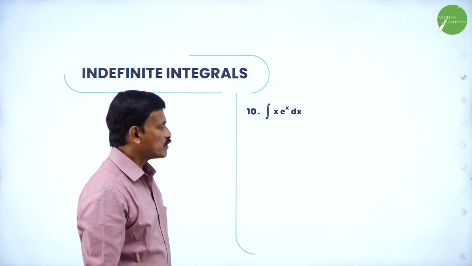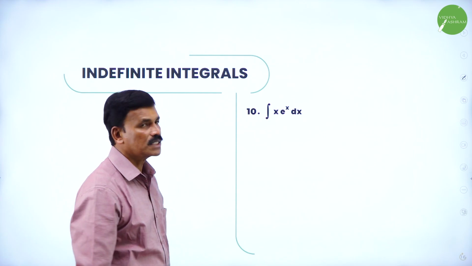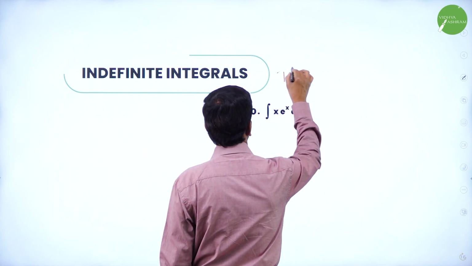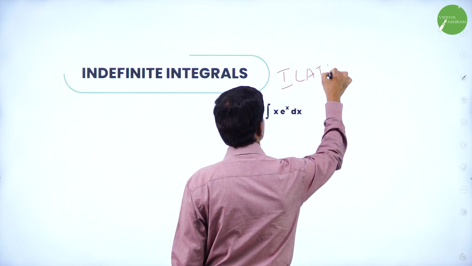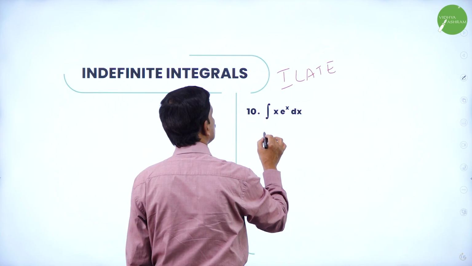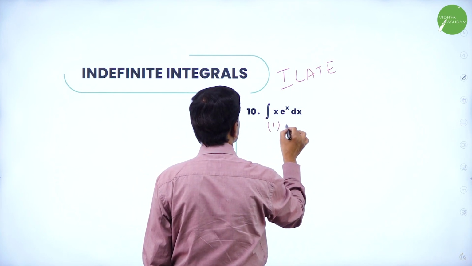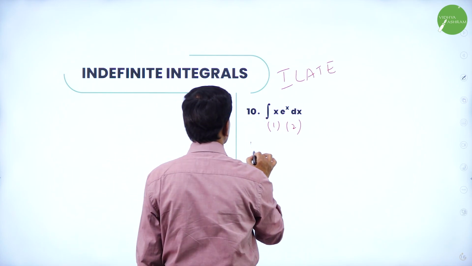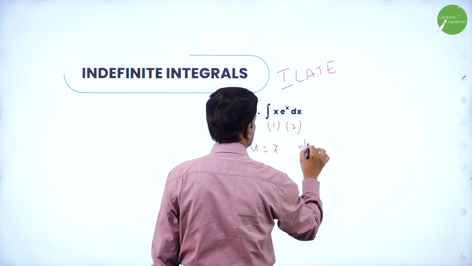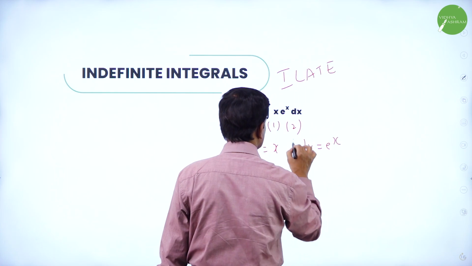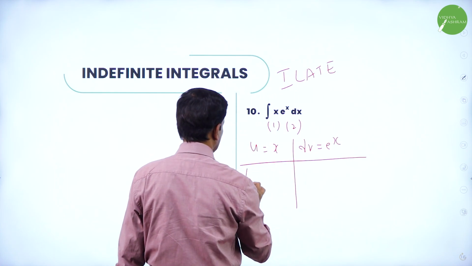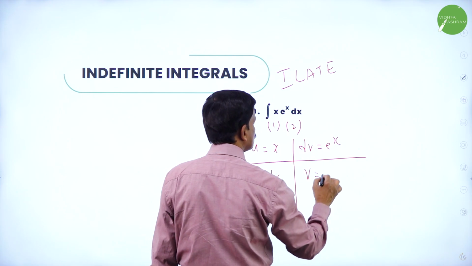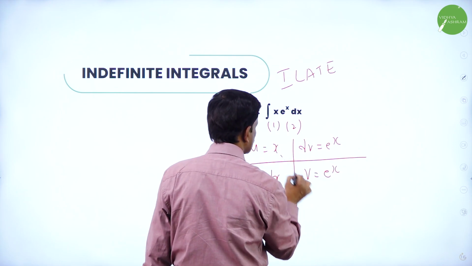Now, move on to the last problem. So, x e power x, again integration by parts. Here, as you know, I-L-A-T-E. Here algebraic and exponential. You can take algebraic as the first function, exponential as the second function. So, u is equal to x and dv is equal to e power x. Now, differentiate this. If you differentiate, du is equal to dx, integration of dv is v, integration of e power x is e power x.